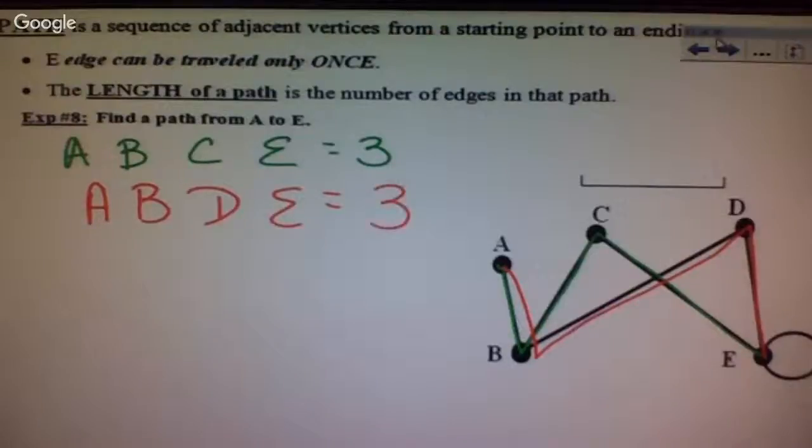3. Do you notice a pattern here? If I have 4 vertices, I have 3 lines. Okay, so 4 vertices equals 3 edges. So keep that in mind.